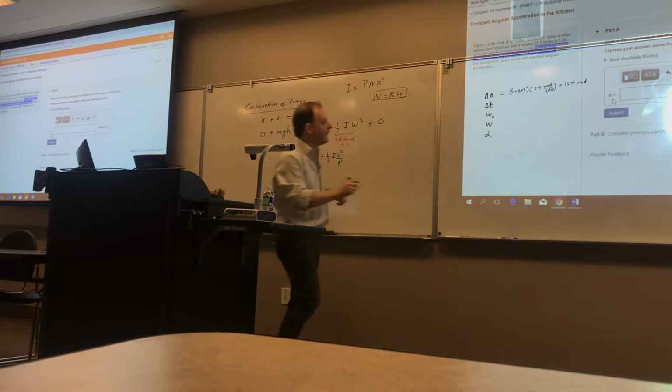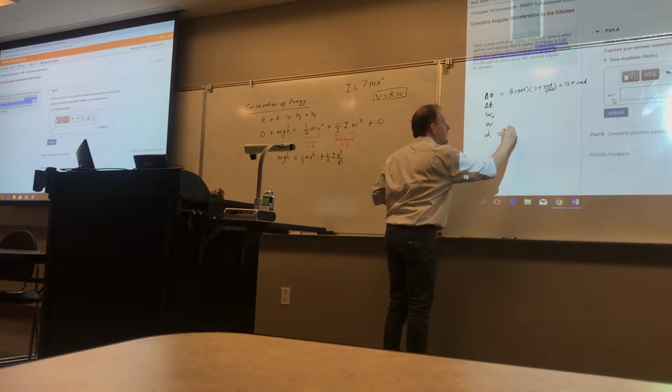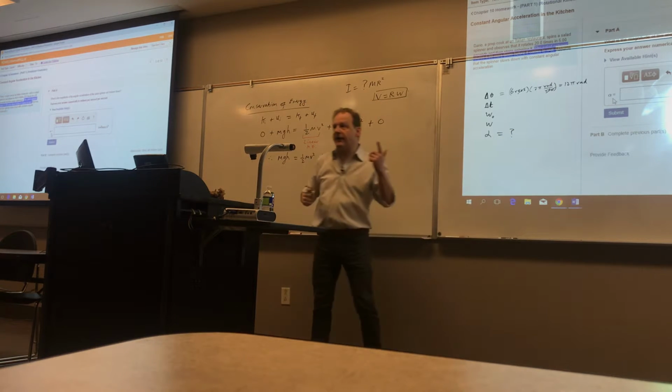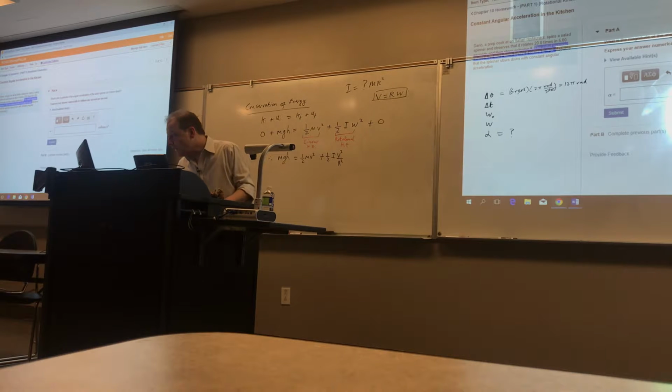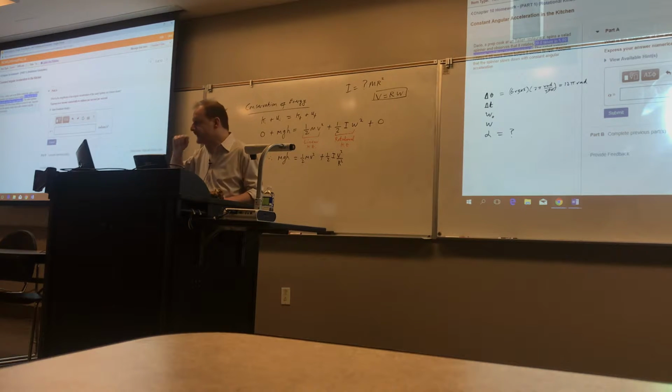So we're trying to find alpha. So what else do we know? It says it comes to rest, doesn't it? Do we know delta time? It says 5 seconds. No, but that's before it starts to slow down. It says it rotates 20 times in 5 seconds, then stops spinning. So I don't think we need the 5 seconds for the delta time. However, we do need to find omega.